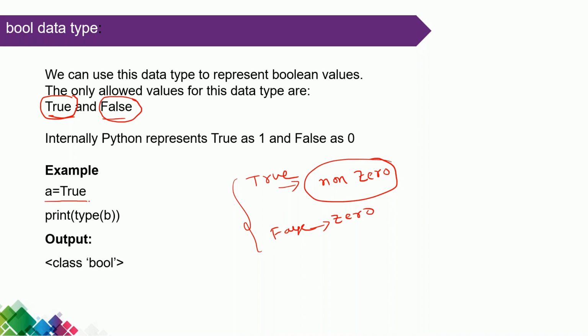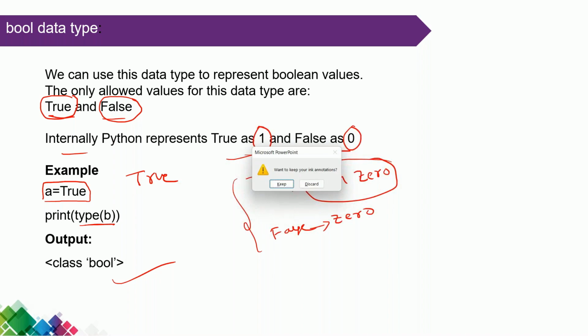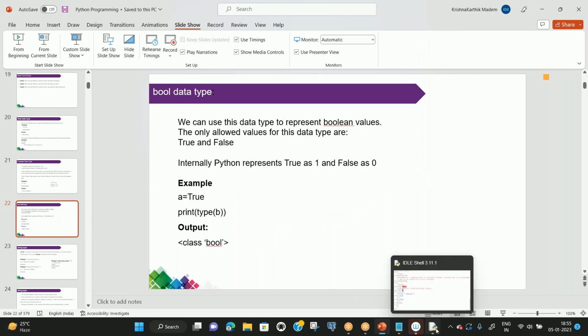Suppose directly you can assign the value a is equal to True. What is the type of a? Obviously the type of a is bool. Internally what happens? True is 1, false is 0. This is internal, not visible to us, but you can assign True and False. I will execute that also.